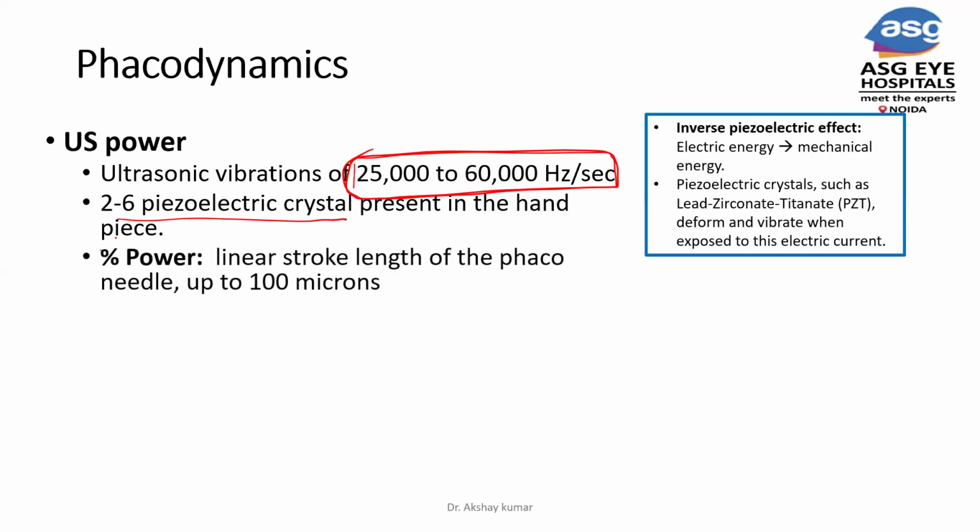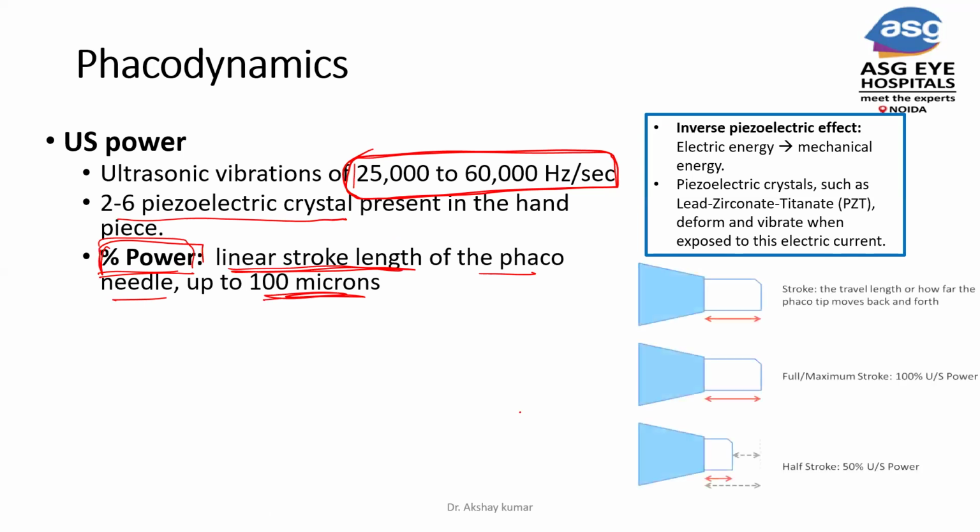So you need to understand what is power. Power is nothing but just a linear stroke length of the phaco which is approximately around 100 microns. Sometimes some fellows misunderstood it with the frequency. In the phaco power, frequency remains unchanged, but the stroke length changes. So it is basically the movement of the phaco needle; suppose in the first diagram, it moves from here to here completely. That means 100 microns or 100%. So this is 100 ultrasound power. The movement decides the ultrasound power.